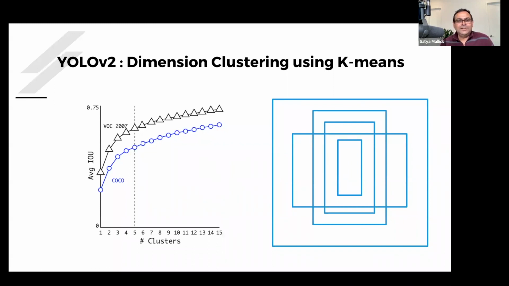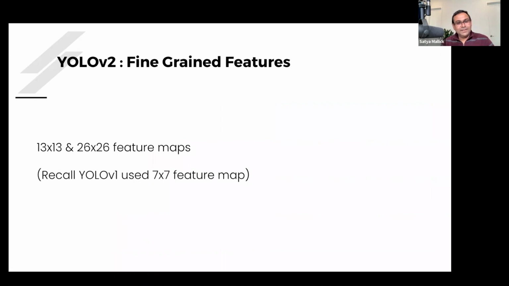But the good news is that you don't have to worry about it. YOLO V2 and YOLO V3, all versions of YOLO will automatically do this clustering for you, and you don't have to worry about what is the right aspect ratio for the anchor boxes. So, okay, now what? The other thing they did was fine-grained features.